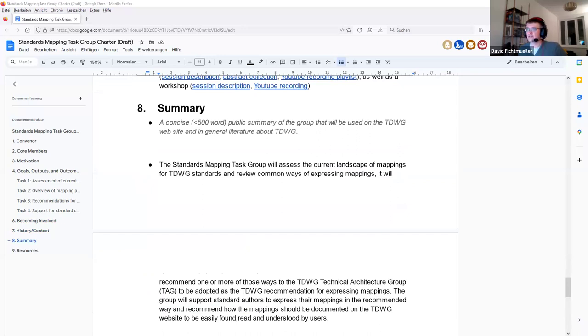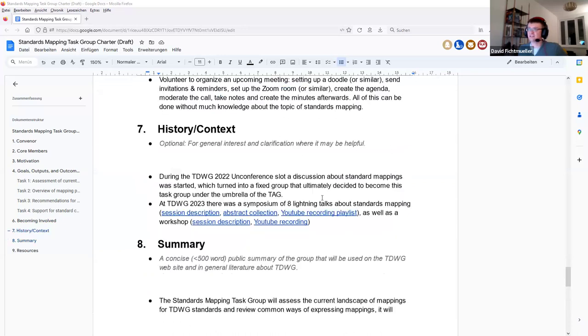Are there any questions or comments regarding this agenda, in particular the changes? Raisa?